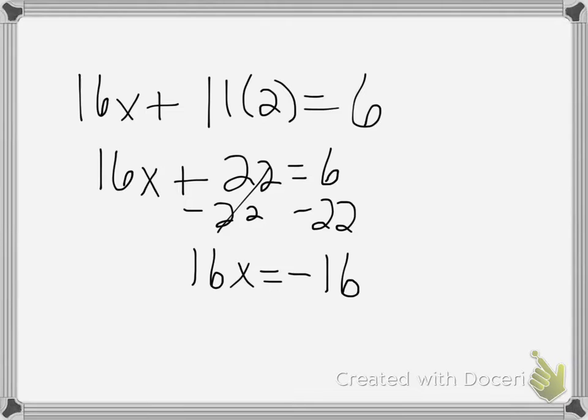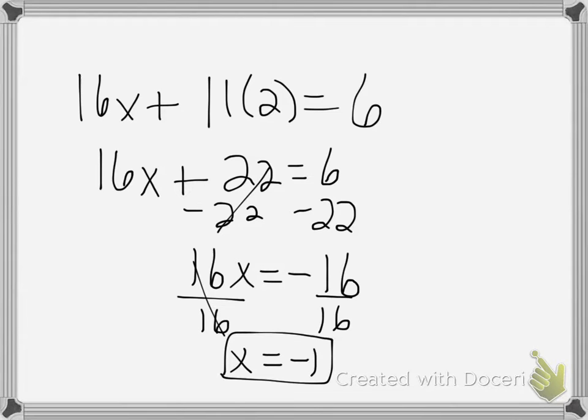And how do I get x by itself now? Divide by 16 on both sides. So what does x equal? Negative 1. All right, I found 2 of my 3 variables. We're almost there.